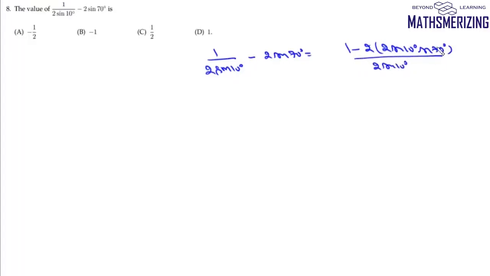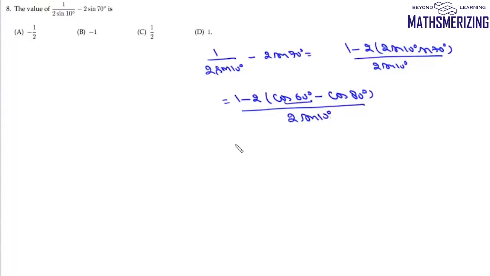Now 2 sin A sin B is cos(A minus B) minus cos(A plus B). So it will be 1 minus 2 and then cos(A minus B), 70 minus 10, it will be cos 60 minus cos(A plus B). So that will be simply cos 80 divided by 2 sin 10.